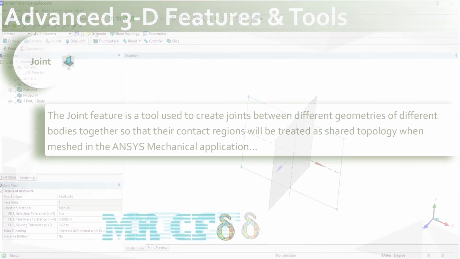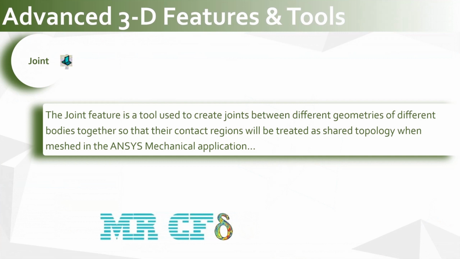The joint feature is a tool used to create joints between different geometries of different bodies together so that their contact regions will be treated as shared topology when meshed in the ANSYS Mechanical application. The feature actually takes two or more geometries, at least one of which should belong to a surface body, as input. Selected geometry will be imprinted on each other as per requirement.